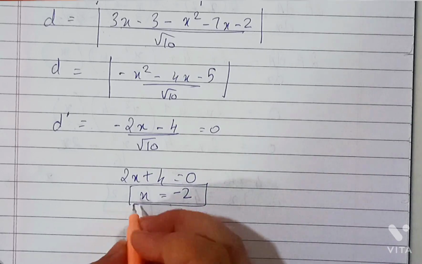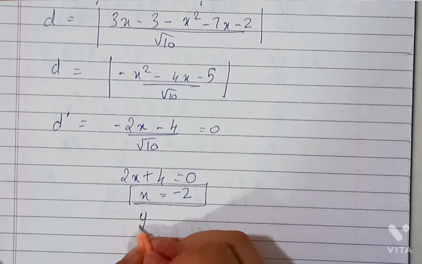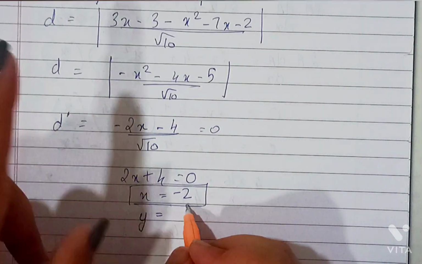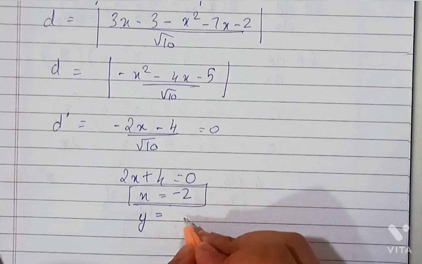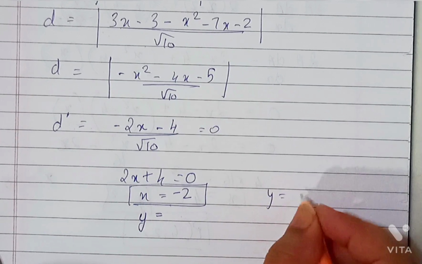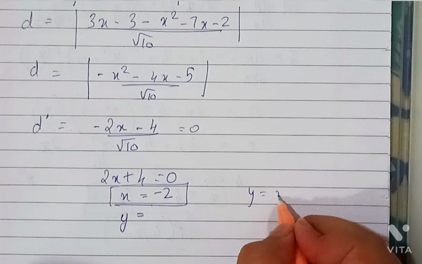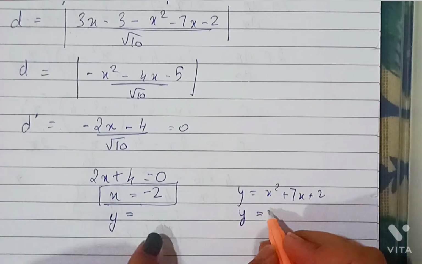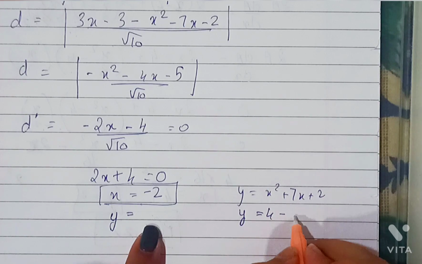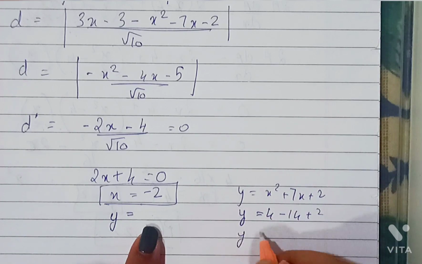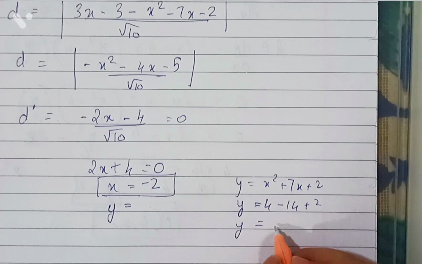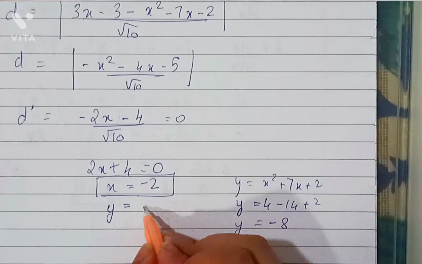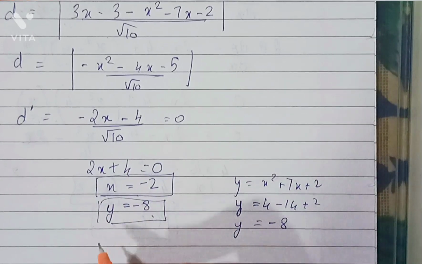Alright, then another thing, I'll find out y point. So I'll just put it in an equation and I'll get. So we know y is equals to x square plus 7x plus 2. So y is equal to 4 minus 14 plus 2. So y is equal to minus 8. Right, we got value of y also.